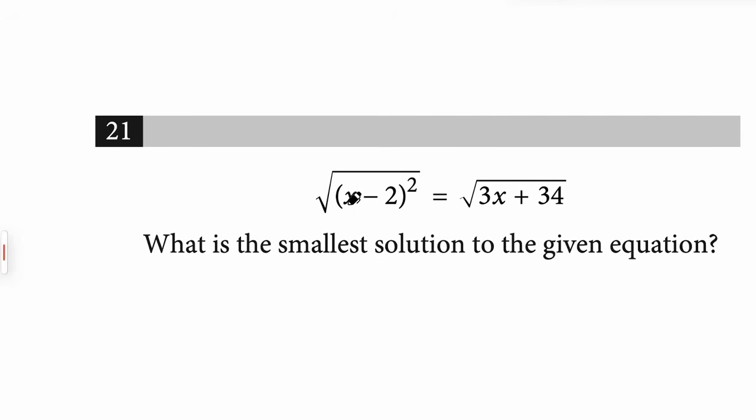Question 21. The square root of x minus 2, whole squared, is equal to the square root of 3x plus 34. What is the smallest solution to the given equation? Okay, that means we have to find the solutions. Whenever it says solution, that means we have to find the value of the variable, which is x here, and then check what is the smallest one.